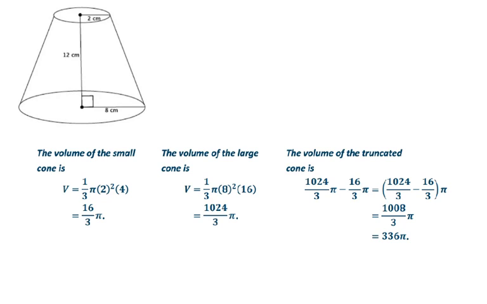We're going to calculate the volume of the truncated cone. So let's start with the small cone. This is the one that got removed, the one that we took off. And of course, we can't see it on here.